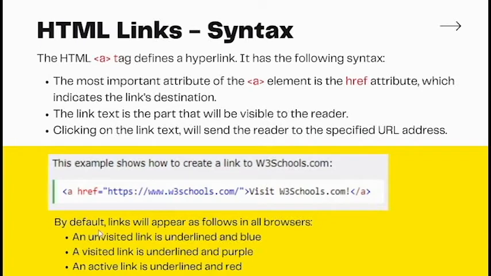By default, links will appear as follows in all browsers. An unvisited link is underlined and blue. A visited link, if you have already visited or clicked it, is underlined and the color will turn purple. An active link is underlined and red.